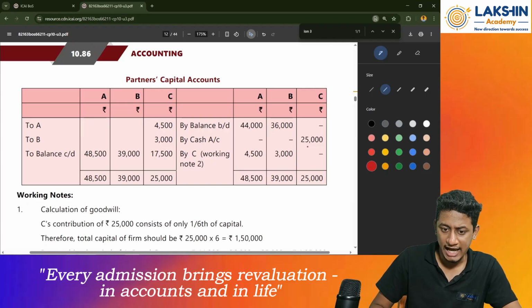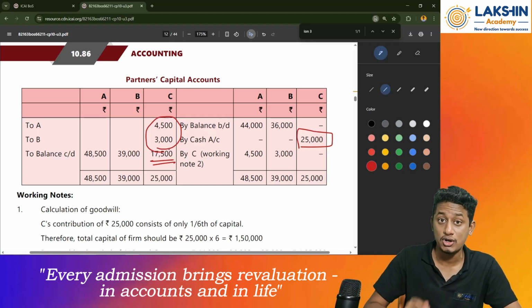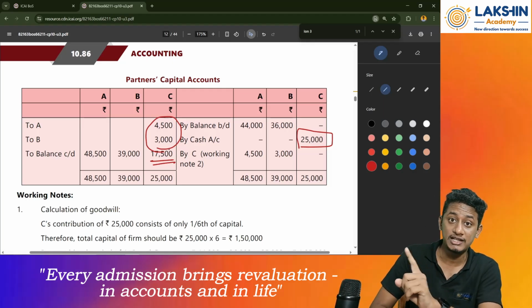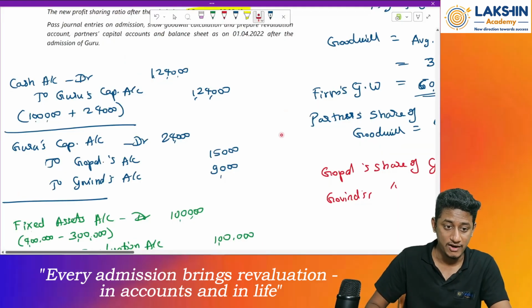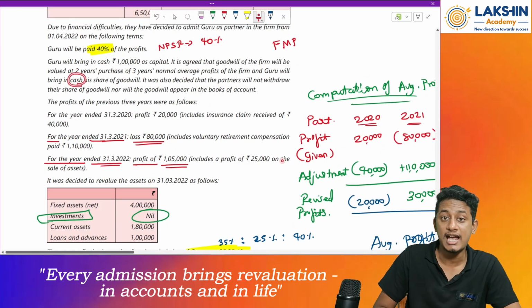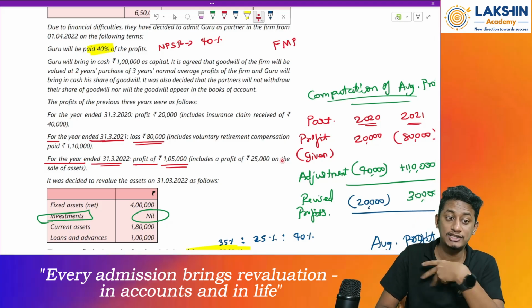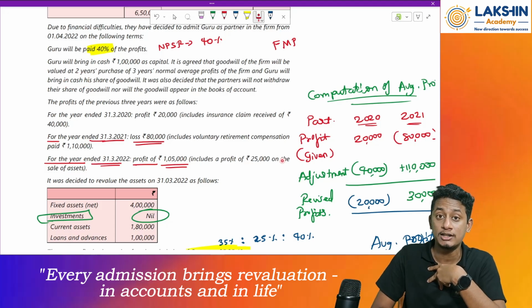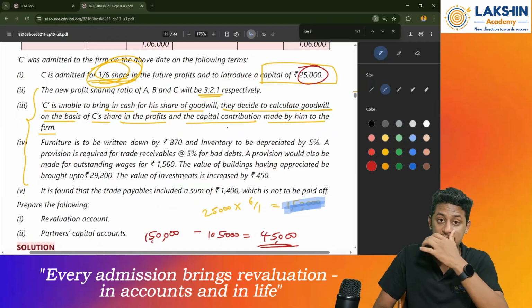So whatever capital is brought in is rupees 25,000. Then out of that some amount has been transferred to goodwill and the remaining amount is taken to the partner's capital, because in this question he is not bringing in any cash for the purpose of goodwill. But in our previous question, they had clearly mentioned that he will bring in goodwill in cash form. So I computed the goodwill of the firm, computed his share of goodwill, and assumed that he will bring the same amount in cash.